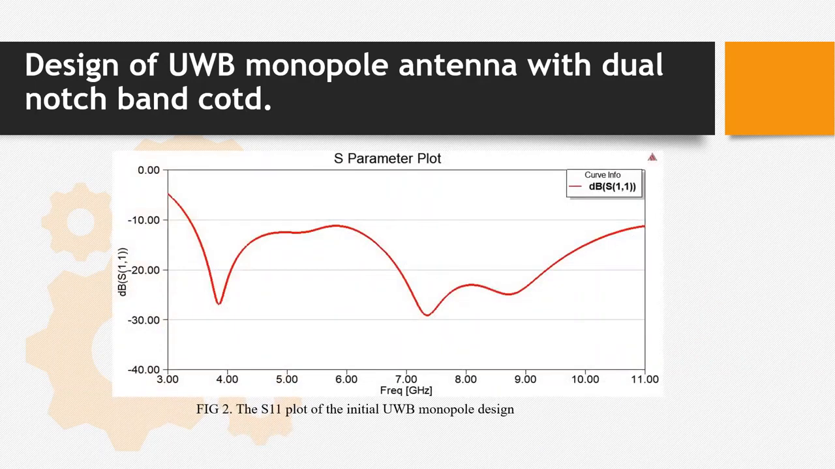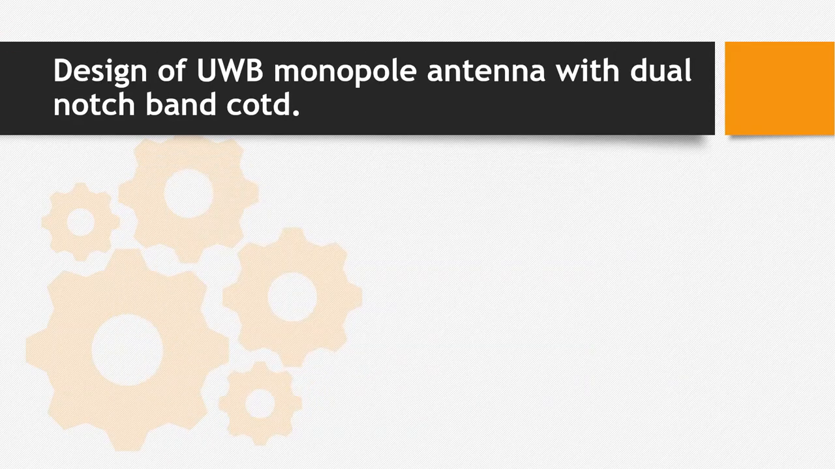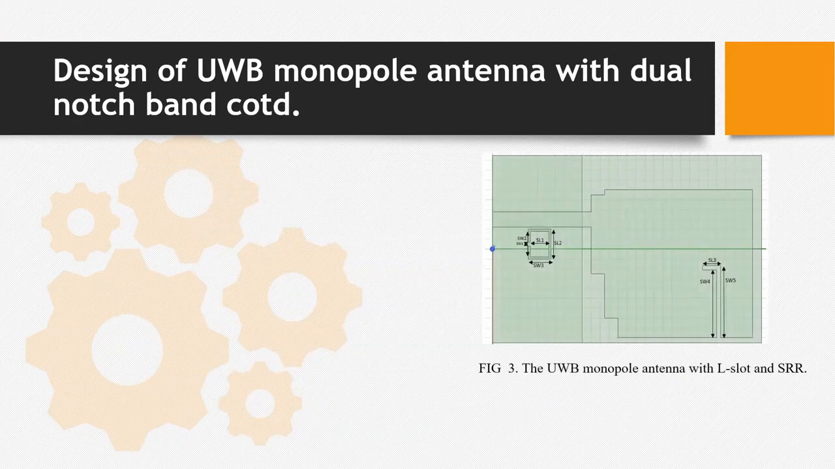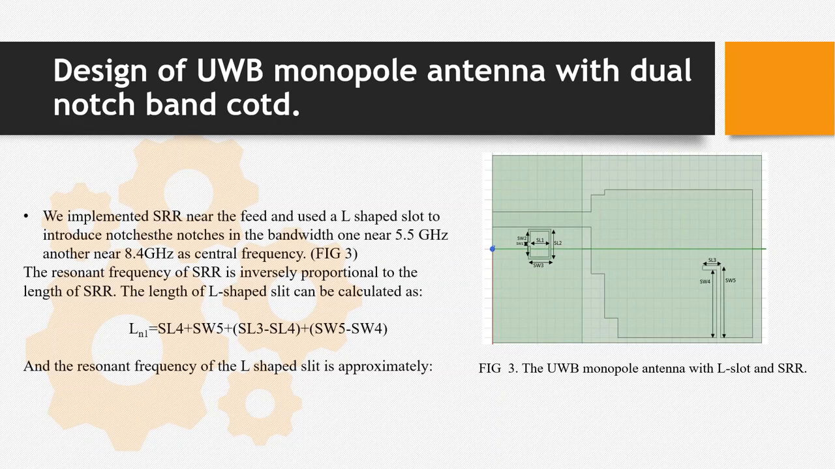Here we have shown the S11 plot. We can see the bandwidth here ranges from 3.3 GHz to 10.4 GHz. The next step was to install slots. The slots are implemented for the notch frequency band. The surface current distribution around these slots is shown in later slides.